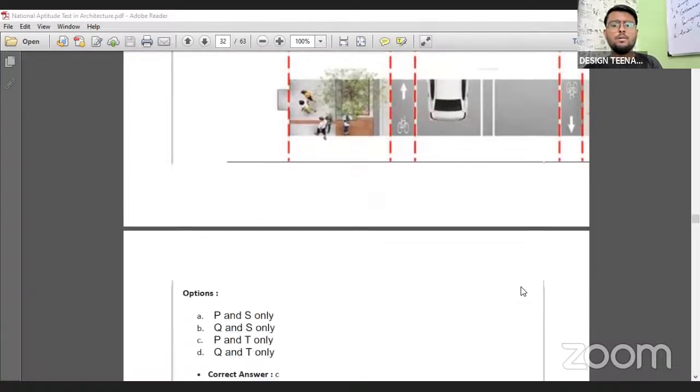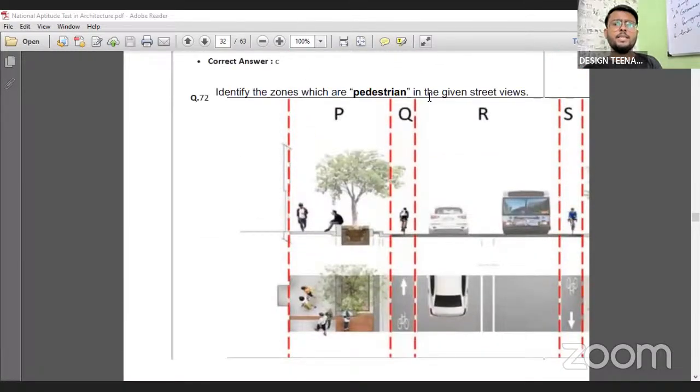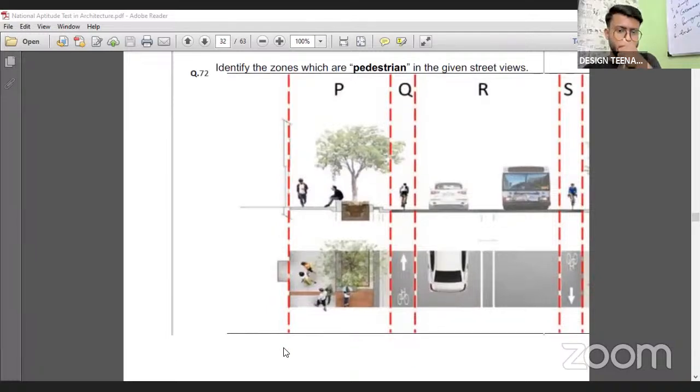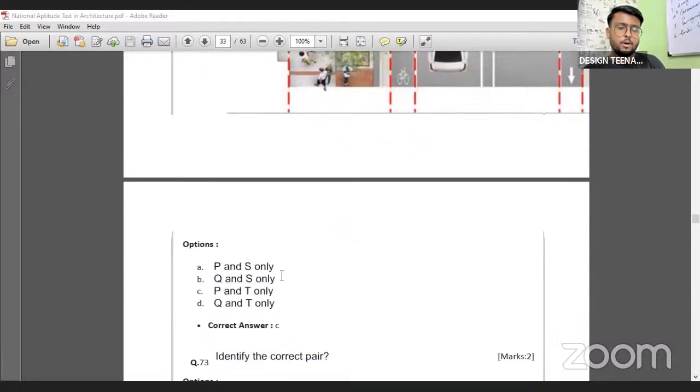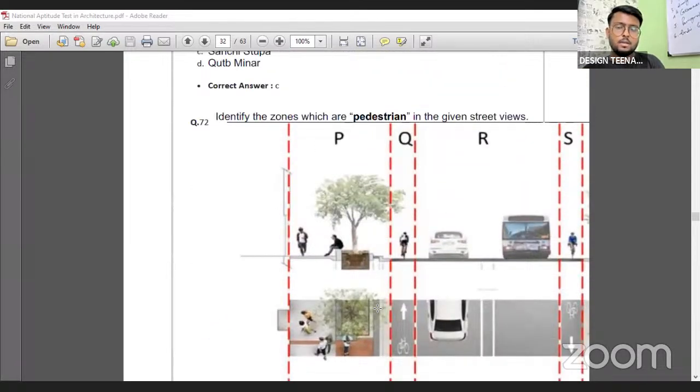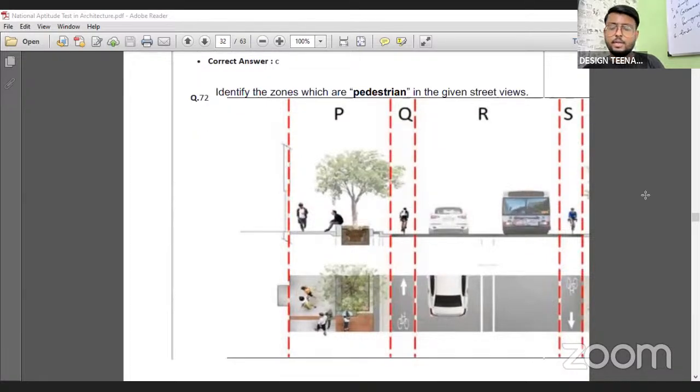Now, they are asking which are the pedestrian zones. Which one is the pedestrian zone, do you think? Q and S. The options are P and S, Q and S, P and T, Q and T. Where is T? Okay, T is only cut off. I guess it's the same as P on the other side. Absolutely. First of all, Karthik told Q and S.